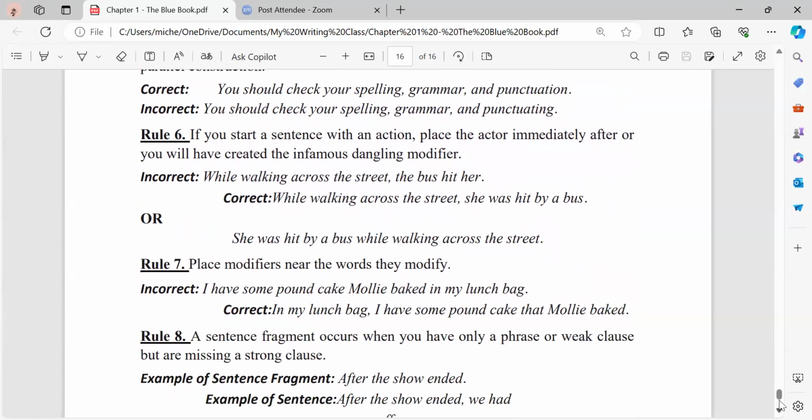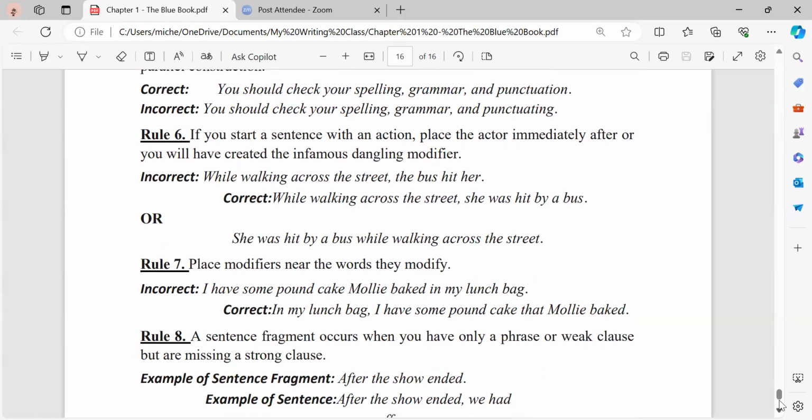So we're on to rule number 6. If you start a sentence with an action, place the actor immediately after, or you will have created the infamous dangling modifier. So here we have the incorrect example sentence first. While walking across the street, the bus hit her.